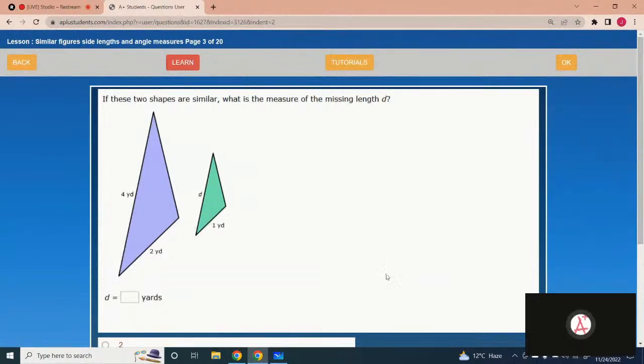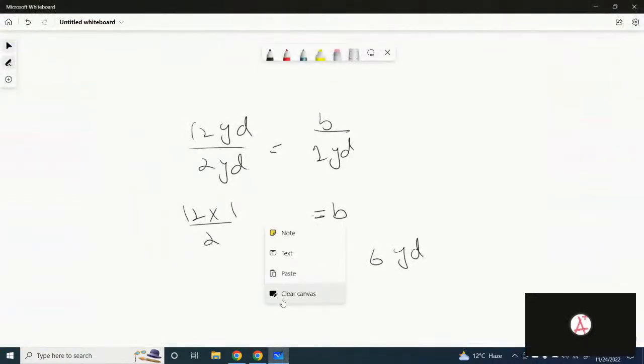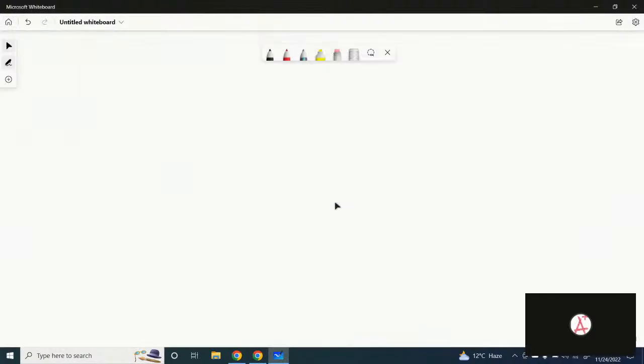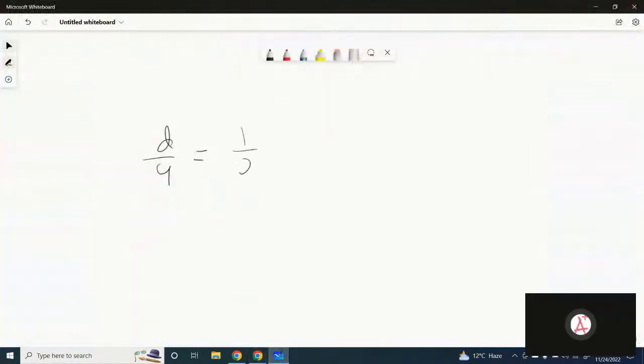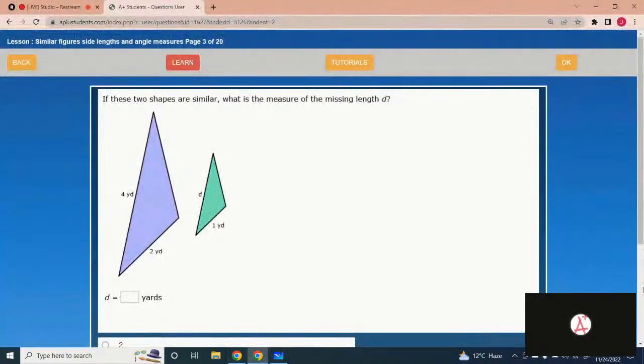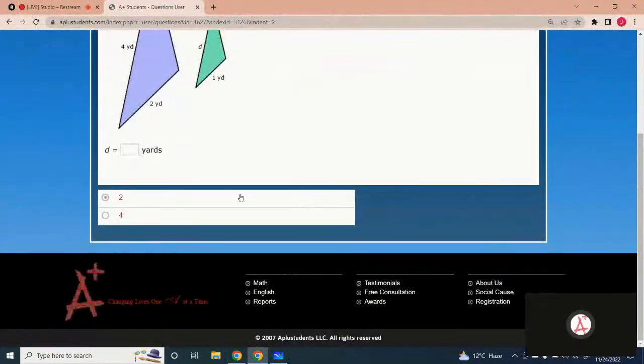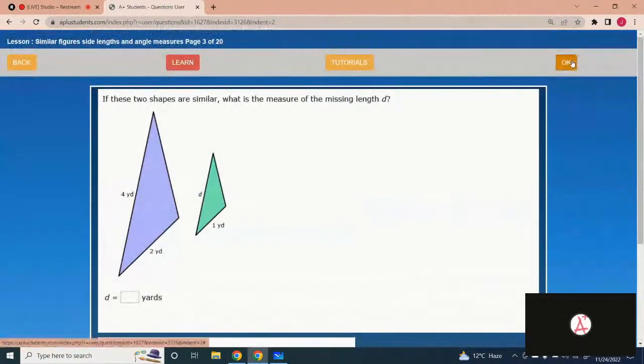So let's form the proportion for the greater side. It would be d divided by 4. And then for the shorter side, it would be 1 divided by 2. So just solve the value for d. d equals 4 times 1 over 2, which is 4 over 2, and 4 over 2 is 2. Got it? So the correct option is 2 yards. Just select the correct option and click on the OK button.